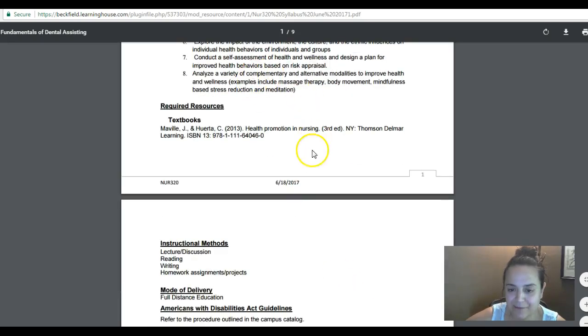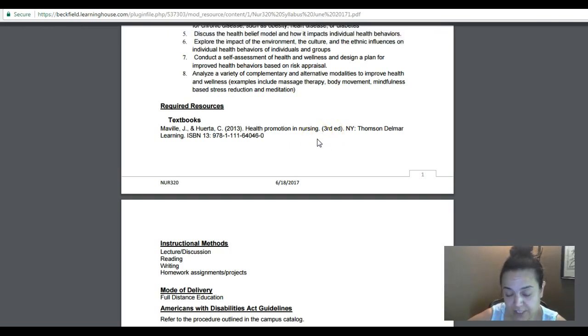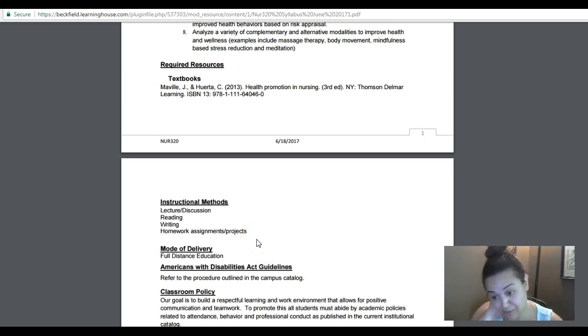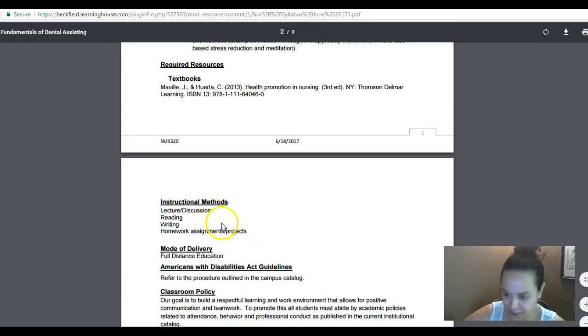So our textbook, we're using Health Promotion and Nursing. It's by Maville and Huerta. It's a 3rd edition. If you have an earlier edition, just be mindful of the names of the chapters, okay? And if there's something missing, you just have to be really wary about that sort of thing. So pay attention to lectures, and if there's anything missing that we talk about from yours, that's just what happens when you're with an earlier edition. So either contact the publisher, rent the book, or borrow a book from a buddy just to see if there's anything crazy missing.